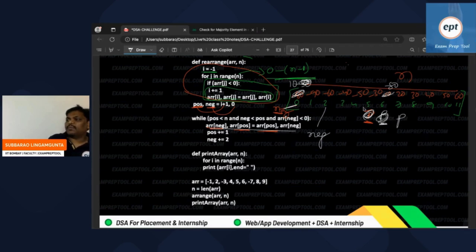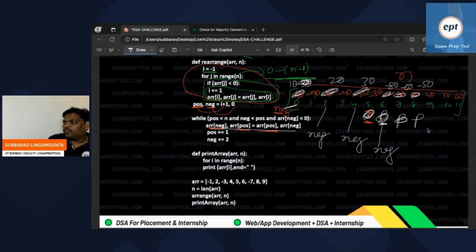Afterwards, again swap. So it is going to be 20 and I think -60. Again, same story: negative will increment by 2, positive will increment by 1. Swap it. It is 30 and minus 50. As usual, negative increments by 2, positive increments by 1. Swap it.